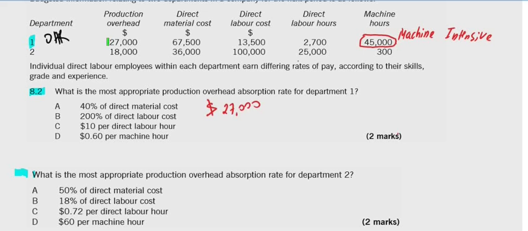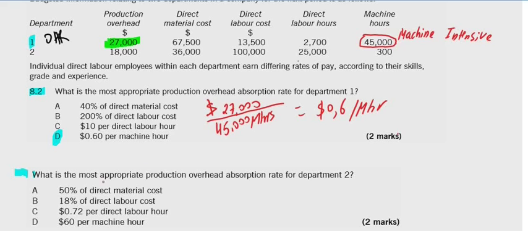$27,000, right? Over basis, 45,000 machine hours. That will give us 0.6 per machine hour, which is the correct answer, D. So the same data, next question.